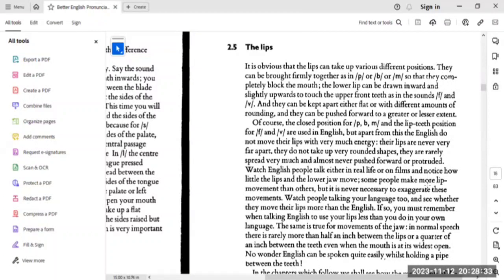How many shapes do we have for the lips while talking? I don't know how many shapes, but we can make a round shape. Yes, mostly the round one, right? The round one and the flat one. Now, if you look at people when they talk, how do you think that they use their lips?